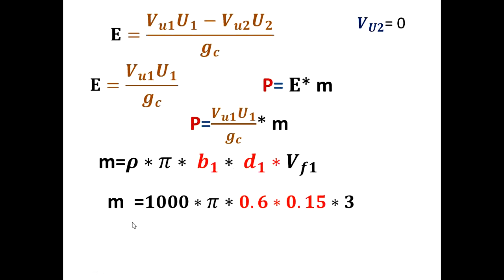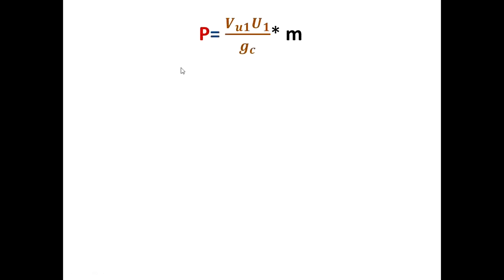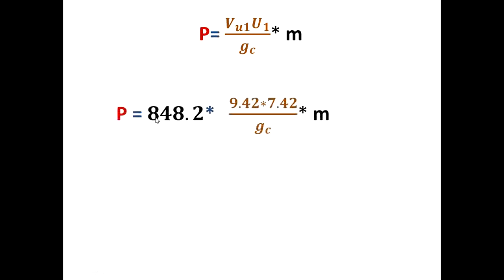Diameter D1, B1, and 1000. Why are you taking 1000? Because it is already told that it is water, so you want to take the density of water. Otherwise, whatever density of the fluid is given, that one only you want to take. And then you got the mass flow rate. Once you get the mass flow rate, put it in this equation, U1 Vu1 and the mass flow rate. Then the power will be 59.28 kilowatts. Thank you.